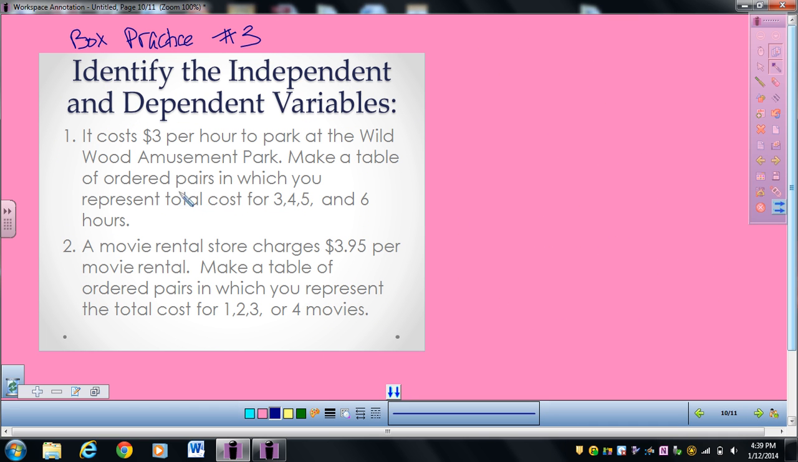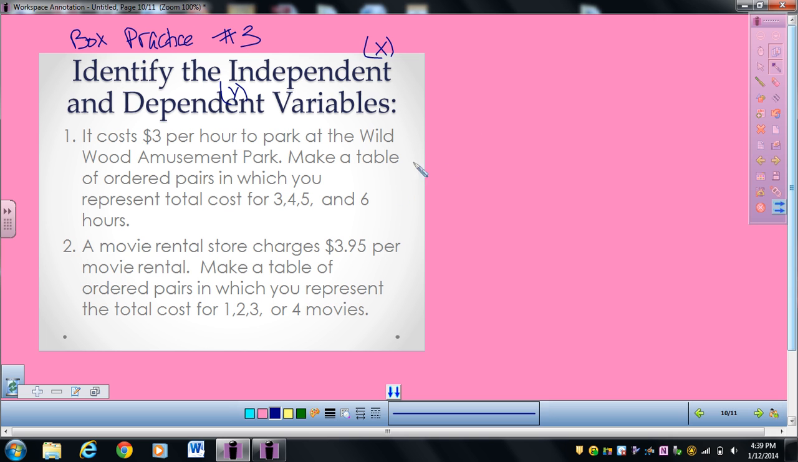All right. So it wants to know what's the independent variable and the dependent. And we remember that the independents are the x's and the dependents are the y's. So we have to look for what's x and y. It costs $3 per hour to park at the Wildwood Amusement Park. Make a table of ordered pairs in which you represent the total cost for 3, 4, 5, and 6 hours.